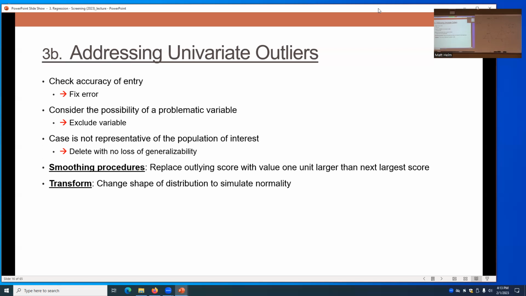I still want this person to be represented as the highest scoring person in my set. I'm just going to bring them in a little bit so that they're not causing the problems. Okay, and this is a fine thing to do, so long as you're keeping track of who you're doing this to and being explicit in reporting to people that, hey, these are cases that I had to smooth because they had some pretty far outlying values. Okay.